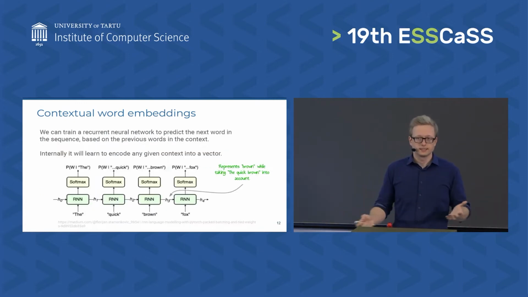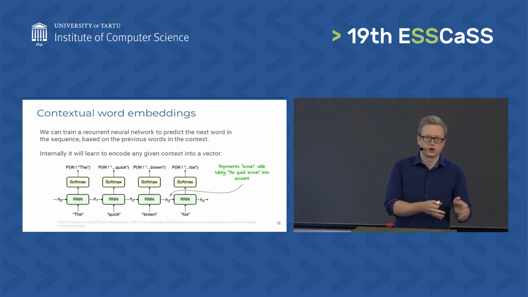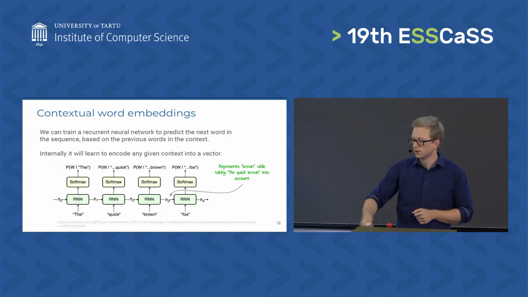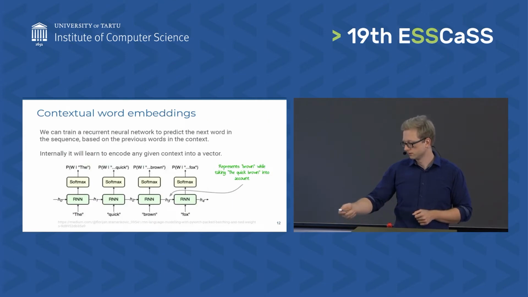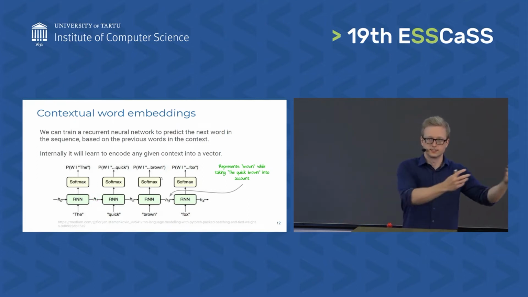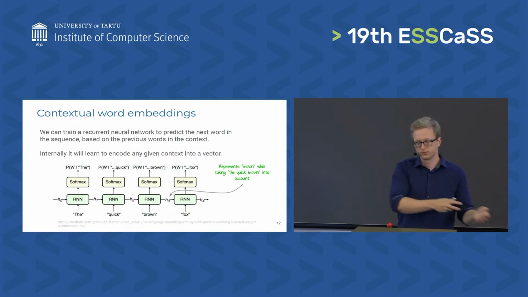One way of doing that is to use recurrent neural networks. We can train an RNN to go through the text and predict the next word in the sequence based on the previous words. So here we have an RNN module that goes through the text from left to right. At each step, it takes as input the current word and a vector representation of the context that it has encoded up to that point.